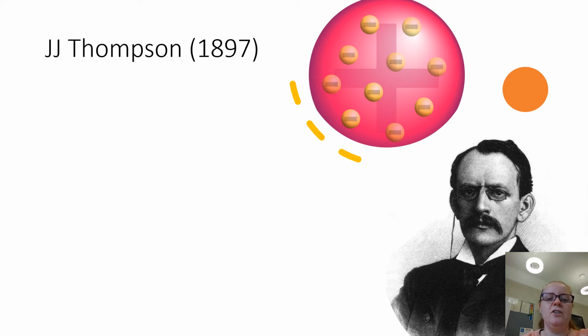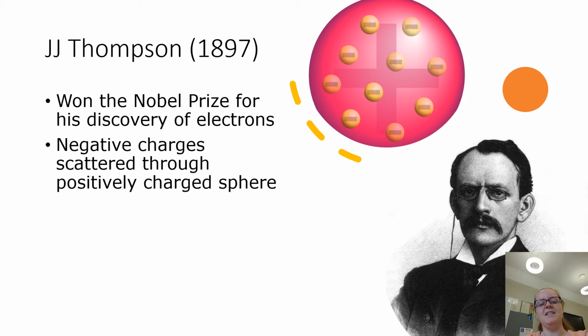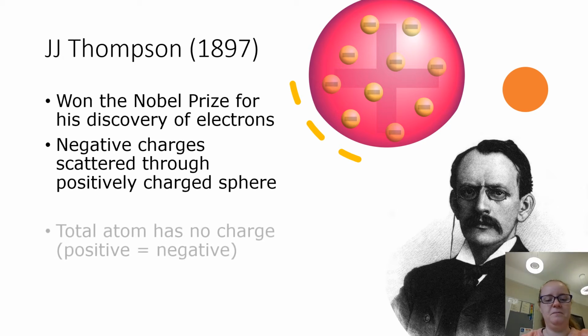Almost 100 years later, Thomson comes along and adds some alterations to this plan. He says that they are solid spheres, yes, but there's more to it. And he won the Nobel Prize for his discovery of electrons. He said that these electrons were negatively charged particles that were scattered throughout the sphere, and the sphere itself was positively charged, giving the whole atom a neutral charge.